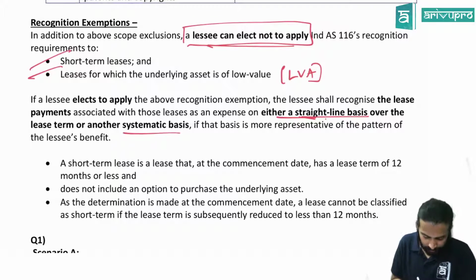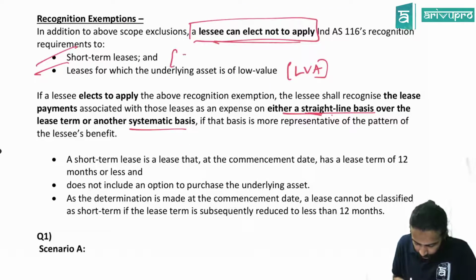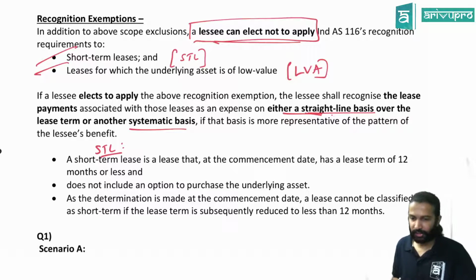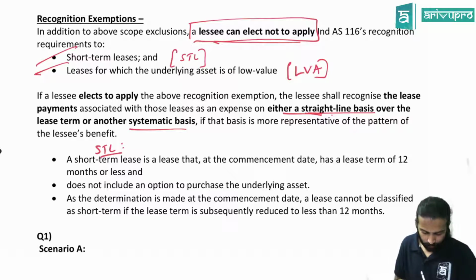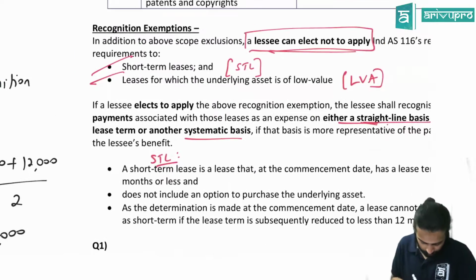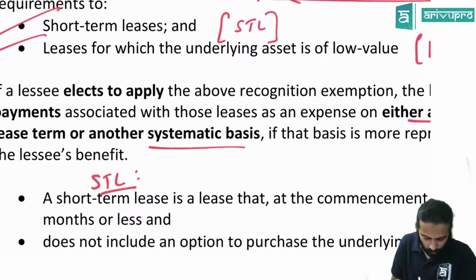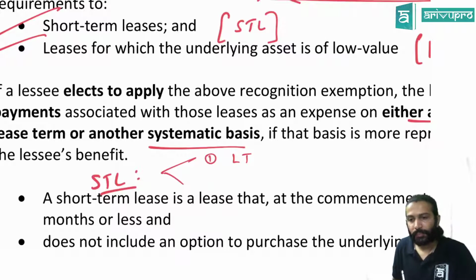One, here it is given. Maybe I can write short term lease as STL. These are the features of STL they have given. The heading is not given, but you can write STL. STL means short term lease. Maybe I'll zoom and write. A short term lease is a lease that satisfies two criteria. First is the LT: lease term is less than or equal to 12 months.